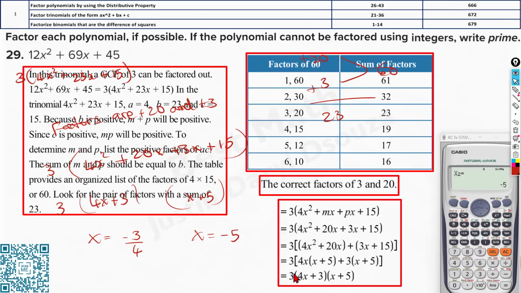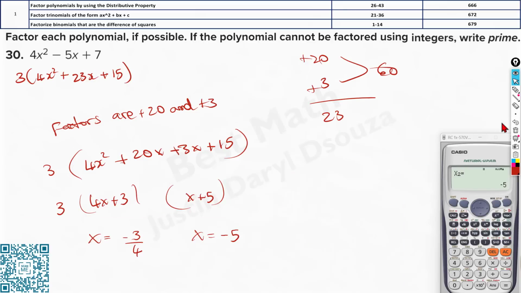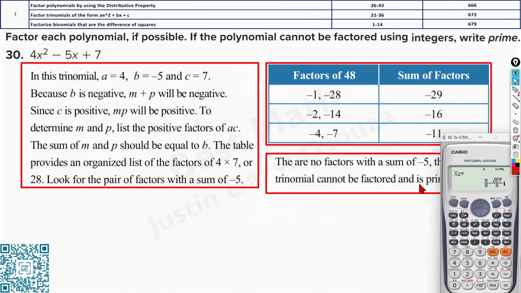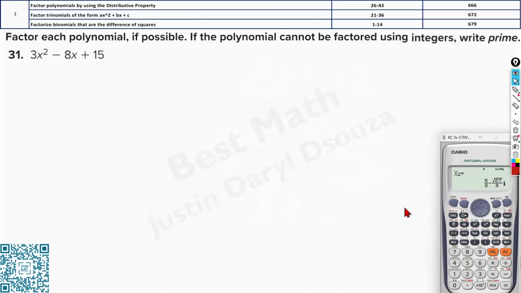And what about 38? So you can see those are the answers. 3 is very important to be removed as common outside. Now here, since it's odd and even, no common factors, let's directly do mod 5 and 3. The first term is 4, then we have negative 5, and lastly we have 7. Okay, it's imaginary, so it's prime. We have to just write that it's prime. The trinomial is prime.